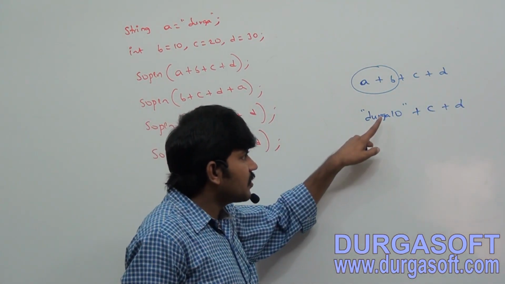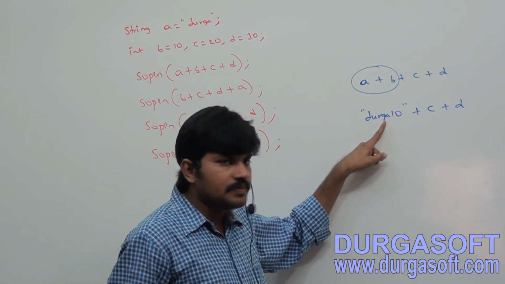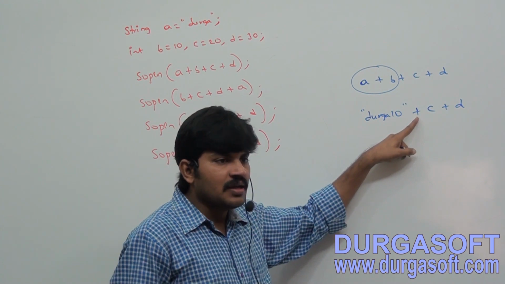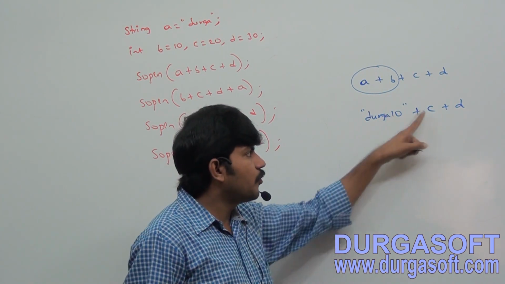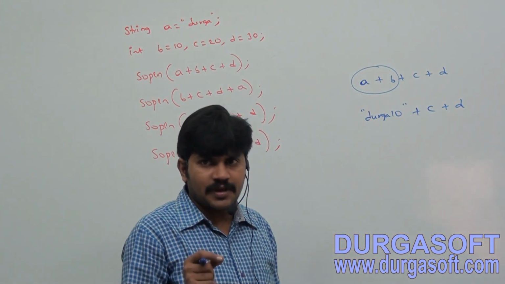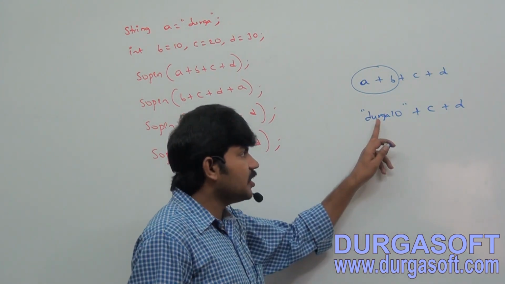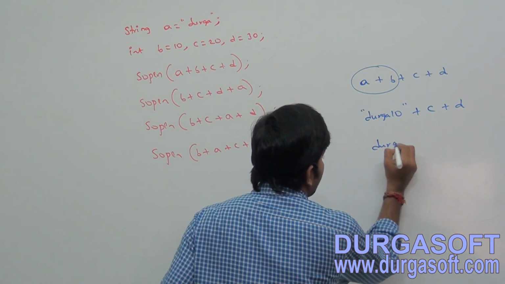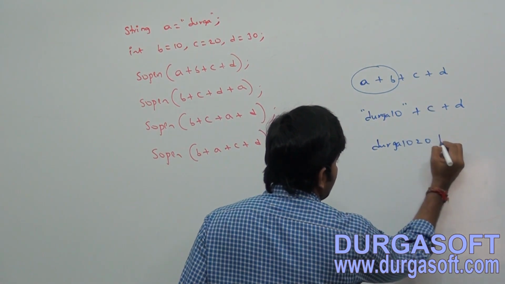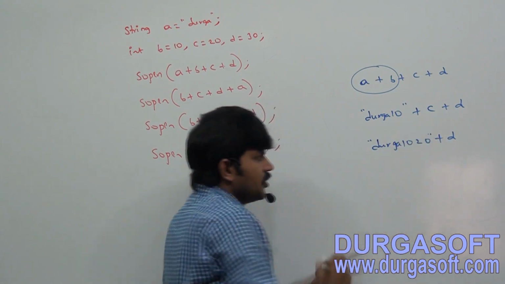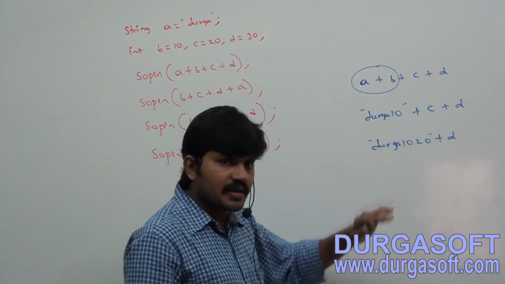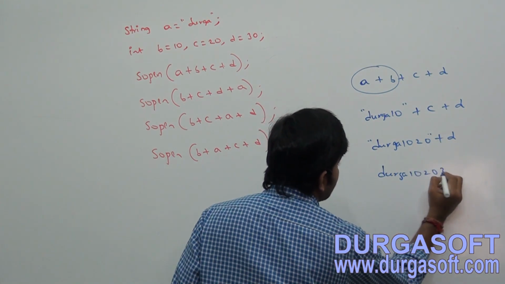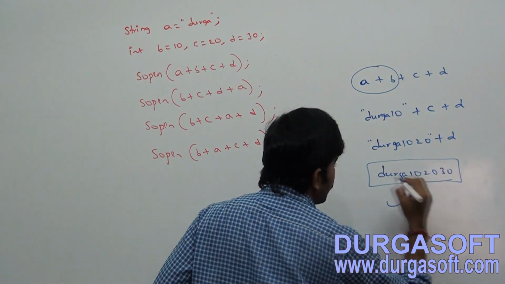Here at least one argument is a string type, a string and a number. Now the plus operator acts as concatenation only, because only if both are numbers does the plus operator act as arithmetic addition. Since one is a string and one is a number, it is concatenation. That's why Durga 10, 20, plus D. String plus number, once again concatenation. That's why Durga 10, 20, 30 is the answer for the first case.